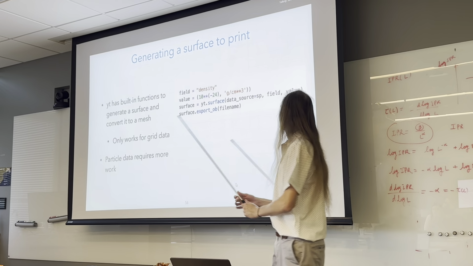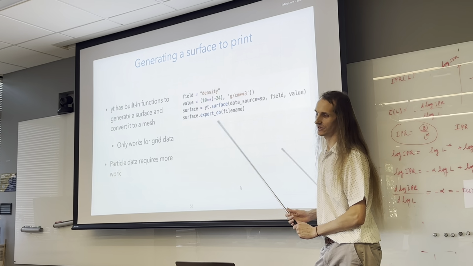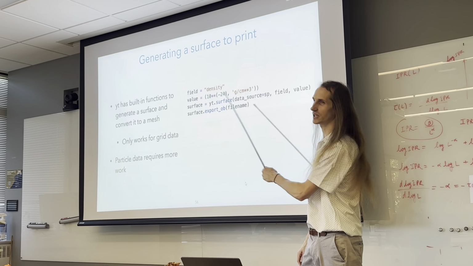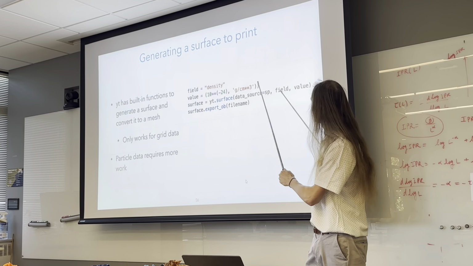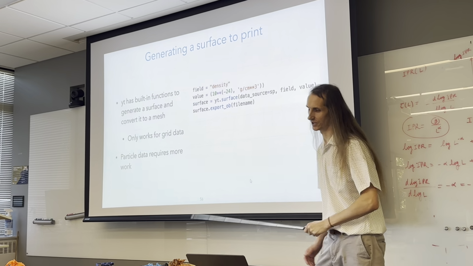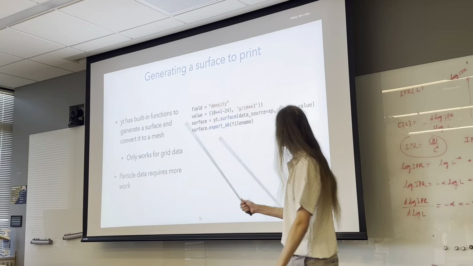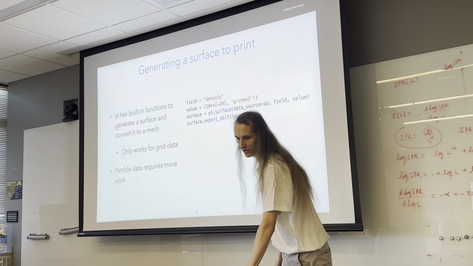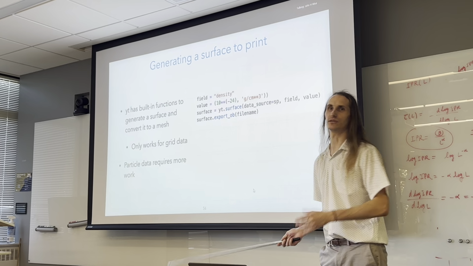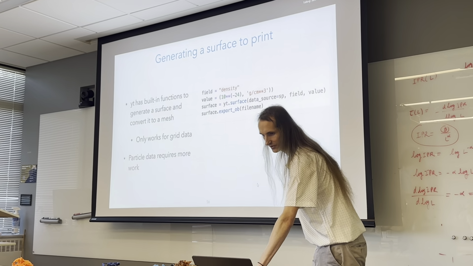Now, to generate the surface, it's again very easy with YT. You can just call yt.surface. You give it that data source, like that sphere we made, then the field that you want to use, like density, and then the value of the density that you want to use. And then you can just export it as an OBJ file, which is a type of mesh file that you can read into your 3D printer or into a mesh editing software like Blender.